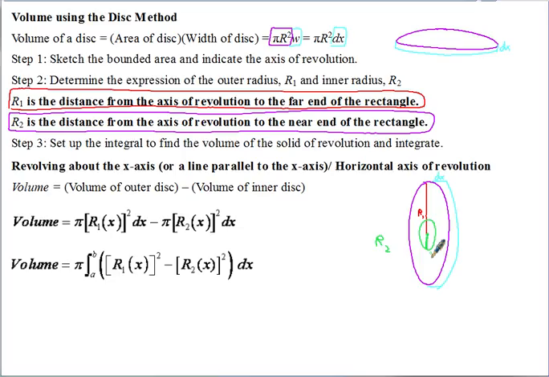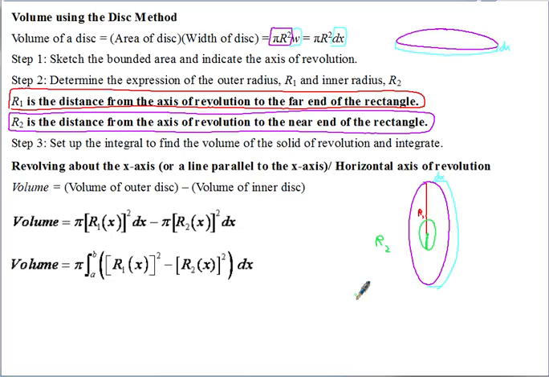So we're basically taking the volume of the outer disk and subtracting the volume of the inner disk, if there is one. Not all of them will have R sub 2, but if there's any gap there, if there's any hole in our three-dimensional shape, we'll have to use an R sub 2.